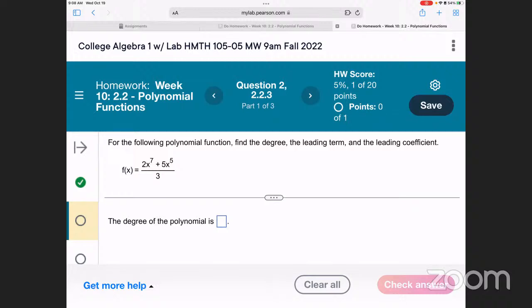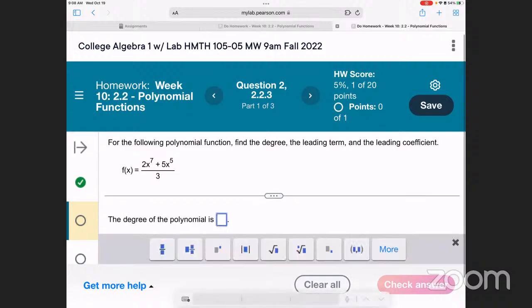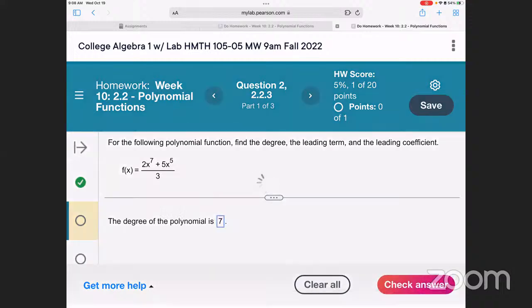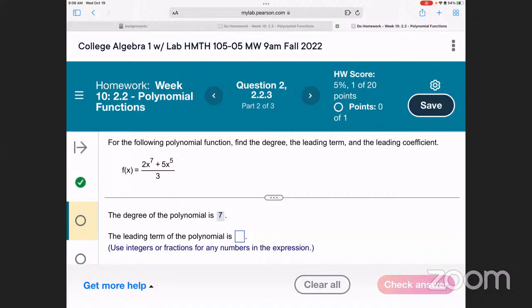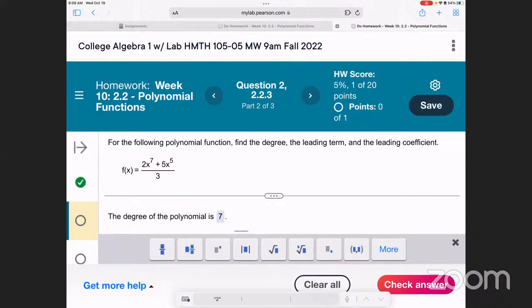Okay. For the following polynomial function, find the degree, the leading term, and the leading coefficient. The degree is the highest power. Any takers? Going once, going twice. 7. Okay. The leading term, you might want to distribute that 1/3 because we're dividing by 3. Because we're dividing by one term, we can distribute it into the top. So instead of that being 2x to the 7, that's really 2/3 x to the 7. The second one is really 5/3 x to the 5th. So the leading term is going to be 2/3. I guess I have to zoom out for that to behave properly.